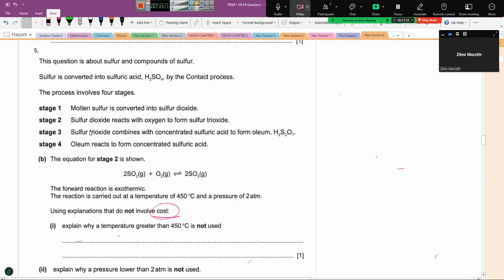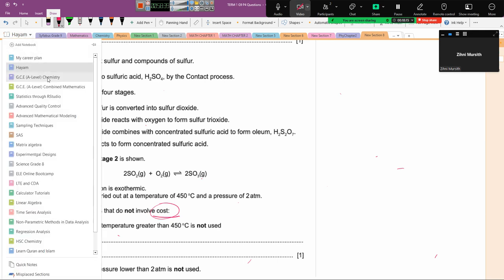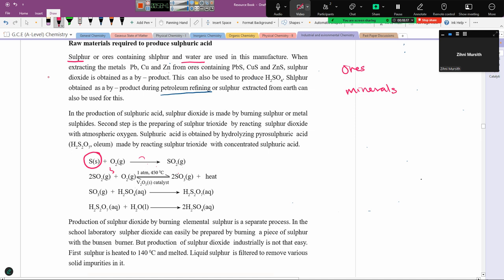Now here, H2SO4. This question is about sulfur and compounds of sulfur. Sulfur is converted into sulfuric acid, H2SO4, by the contact process. The process involves four stages: first one, second one, third one, and fourth one. So we should understand what is happening in the production of sulfuric acid.